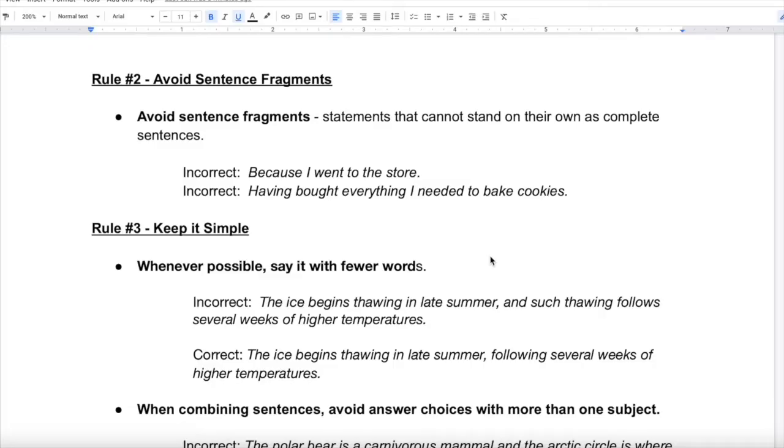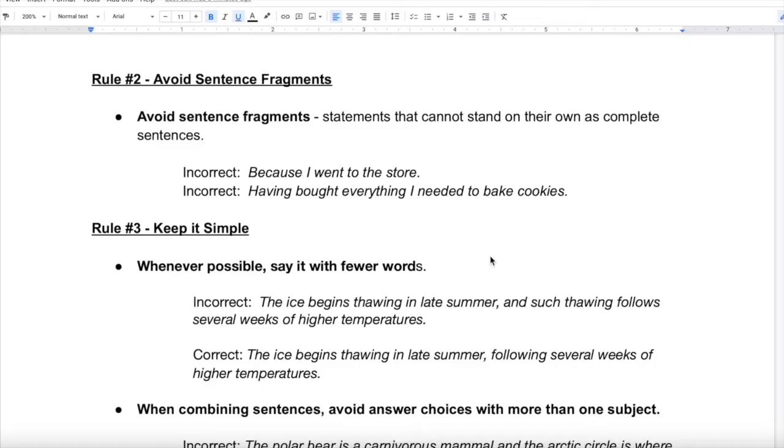Tell me the rest. Finish that. Read the second incorrect example. Having bought everything I needed to bake cookies. Okay. What about that? You could say, having bought everything I need to bake cookies, I got started in the kitchen right away. Okay, great. That stands alone. That's fine. You're finishing that statement.